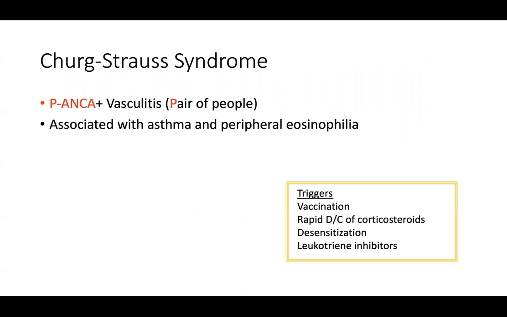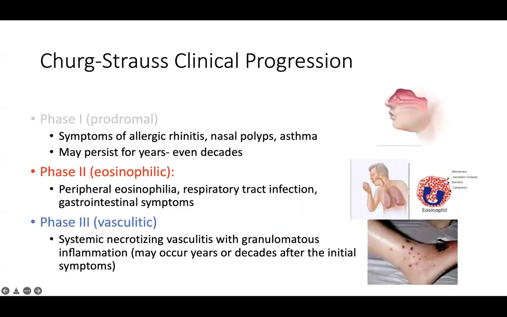Relatedly, Churg-Strauss syndrome, or GPA with eosinophilia, that's the P-ANCA positive. And the way people can remember that is, you've got eosinophilia and you've got GPA. So that's kind of like a pair. You can remember P-ANCA. It's associated with asthma and peripheral eosinophilia. The triggers have been many things, but include things like vaccination, rapid discontinuation of corticosteroids, desensitization, and leukotriene inhibitors.